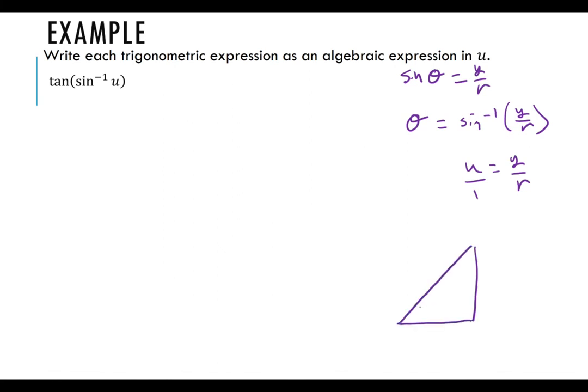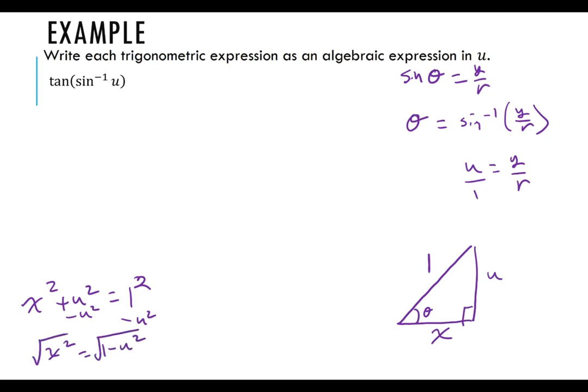I can draw my appropriate right triangle, fix my theta. Then my radius, or my hypotenuse, is 1. My y, or my opposite side, is u. And I don't know what this is, and so I can find the x. x squared plus u squared is equal to 1 squared. Then solving for x, subtract u squared, that is x squared is equal to 1 minus u squared. Take the square root of both sides, and then I know that x is really the square root of 1 minus u squared.